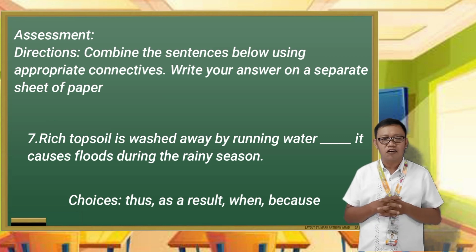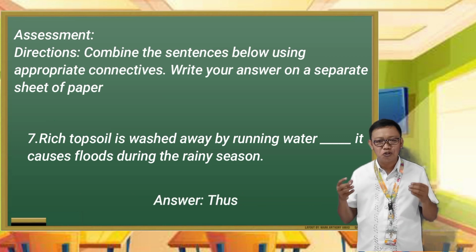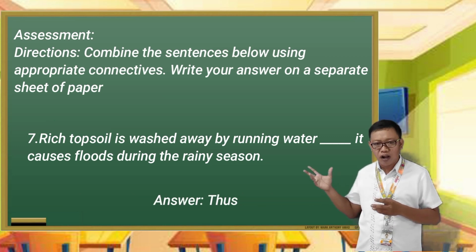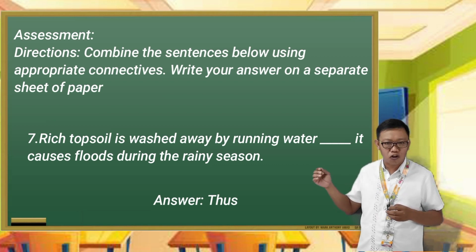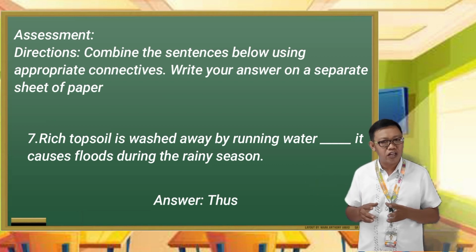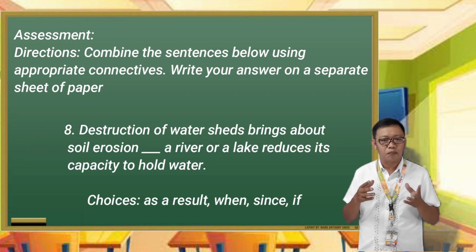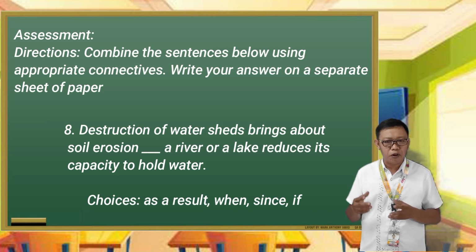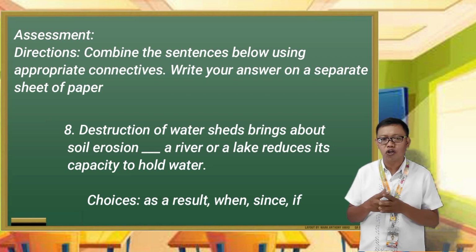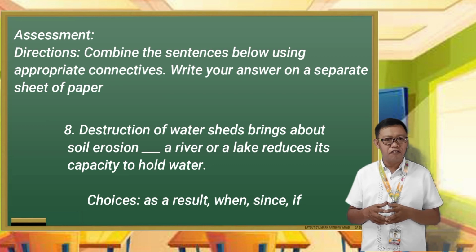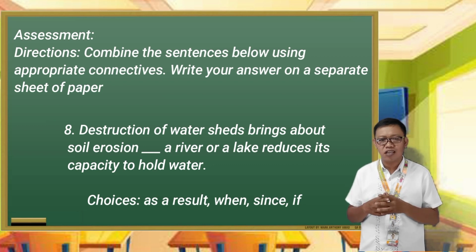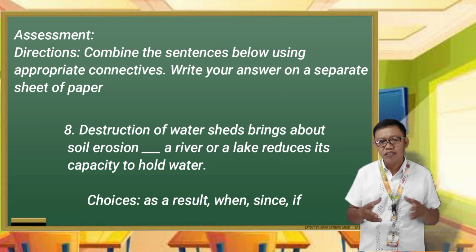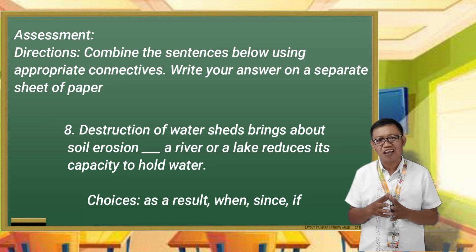The answer is thus. Rich topsoil is washed away by running water, thus it causes floods during the rainy season. Number 8. Destruction of watersheds brings about soil erosion. Blank, a river or a lake reduces its capacity to hold water. Choices are as a result, when, since, if.